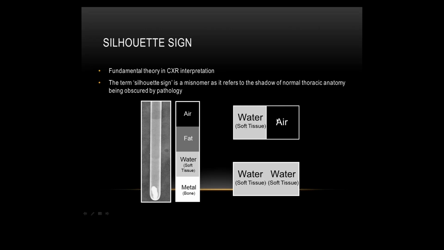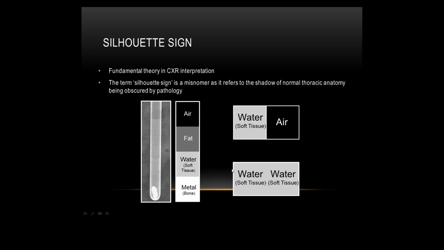When you put water next to air, you get a clearly defined margin between the two. This is like your heart next to lung, where you get a really crisp border. Now, when you put water, so soft tissue, next to soft tissue, you'll lose that margin altogether. This is the silhouette sign. So in this example, if you had the heart and then some consolidation in the lingula or the middle lobe, which abuts the heart, you lose the border completely. So it's good to know because it allows you to locate where pathology lies in the chest.